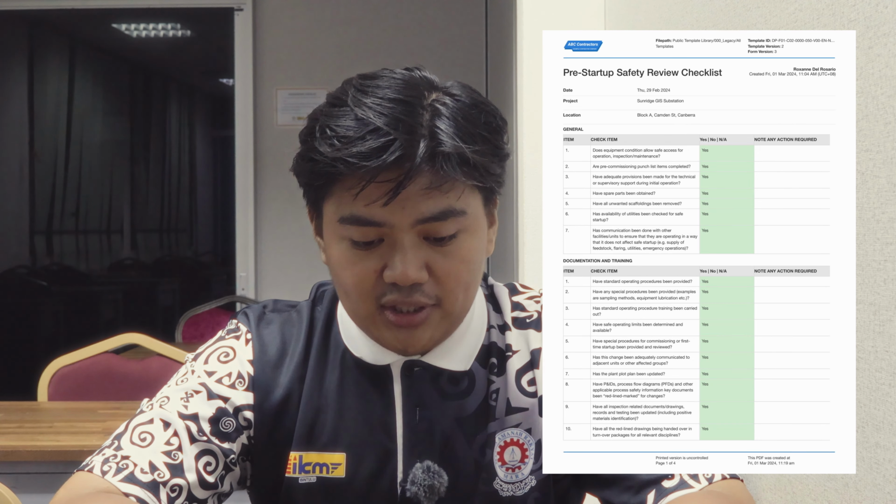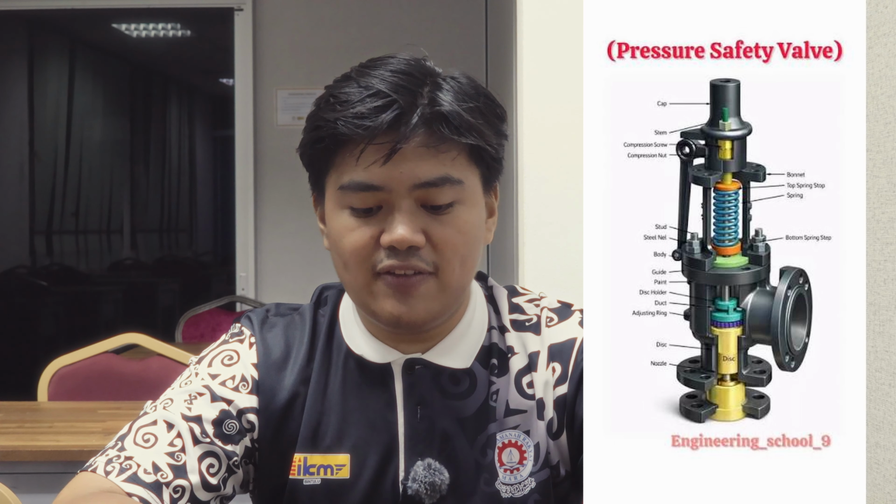The first step is performing a pre-startup inspection. Operators must check the separator vessel for leaks or damage. Pressure gauges and level indicators must be working correctly. Safety devices such as the pressure safety valve, or PSV, are installed and operational.